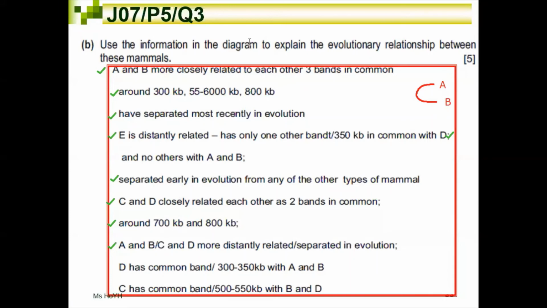So let's sketch, okay? If we sketch, it means A and B is here. C and D are not closely related, right? C and D only got one band similar to A and B. That means C and D's common ancestor with A and B is very, very long time ago. So their common ancestor must be far, far away.